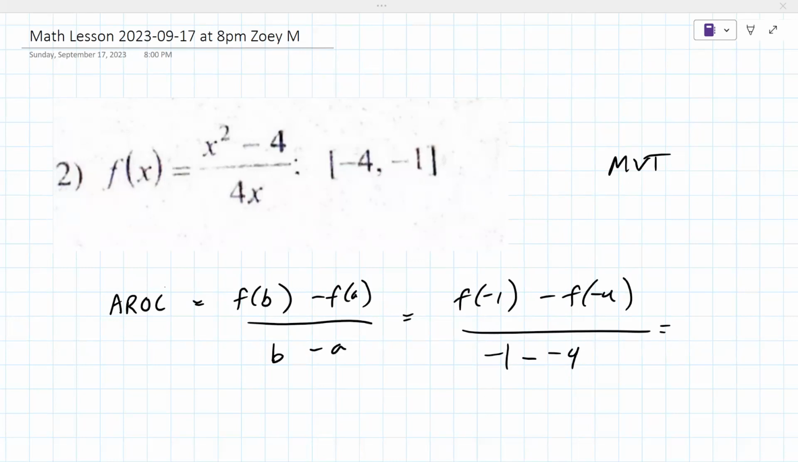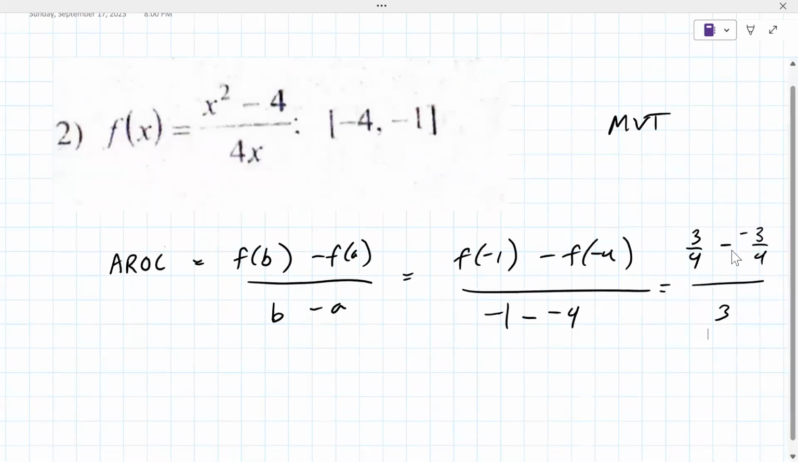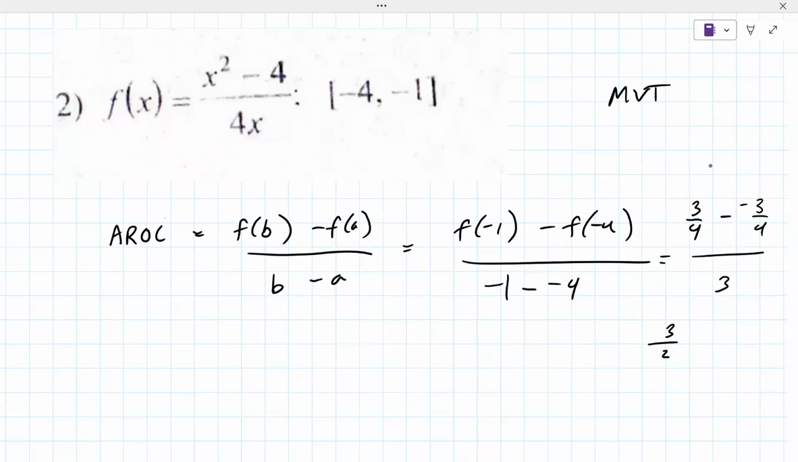It just gets to be a lot here to do. X squared minus 4 over 4x. So this ends up being 3/4, at least that's what I've got. And then minus 3/4 over 3. All right, so this is 6 over 4 over 3, or 3 over 2 over 3, which ends up being 1/2. Is that okay? Yes.